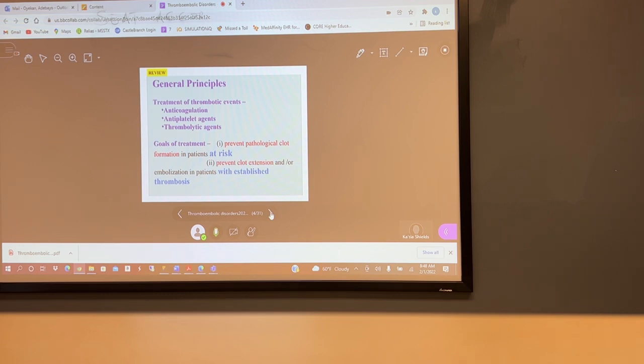So what are the goals of treatment when we do many of these? The first one is that you want to prevent the pathological clot formation in those patients that are at risk. Who are the patients that are at risk? Obese patients, those who are on prolonged bed rest, or those who are about to embark on a journey and it's going to be a long journey. We want to prevent the formation of the clot in those individuals. And then you also want to prevent the clot extension. Let's say for some reason you are not able to prevent the clot from being formed. You should be able to prevent the extension of the clot. It means you do not want the embolization that will occur because there's an established thrombus.